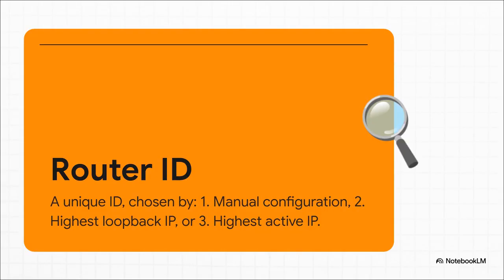So what is a router ID? You can just think of it as a unique name tag for each router in the OSPF world. And it's not chosen randomly. There's a strict pecking order. A router will always prefer an ID that you've manually configured. If it doesn't have one, it'll use the highest IP address on one of its loopback interfaces. And if it doesn't have one of those either, it'll fall back to using the highest IP address on any of its active physical interfaces.